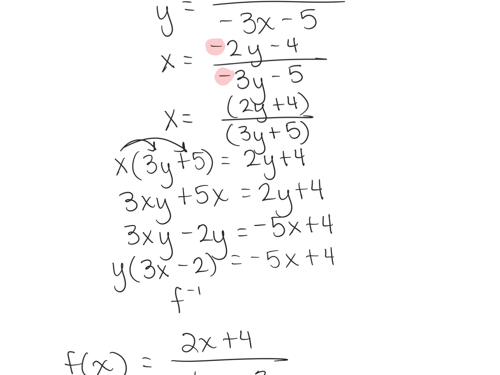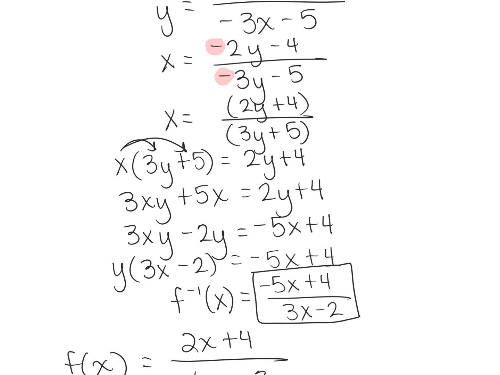So that's going to give me y equals, which I'm going to write as f inverse of x, is equal to negative 5x plus 4. And I'm going to divide that by 3x minus 2. And that would be my inverse.